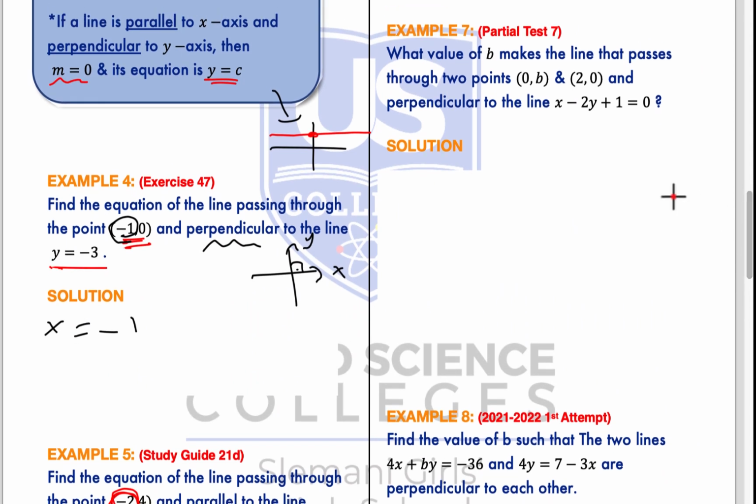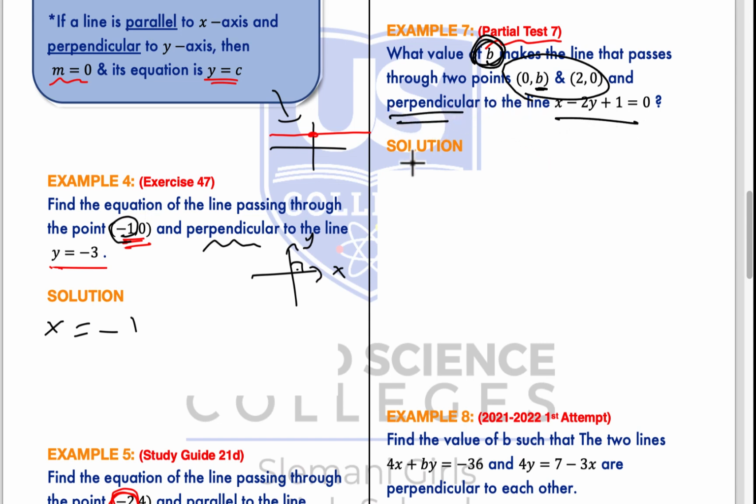Another question. Partial test 7. In recent years, they have been asking questions from the partial test part of the book. This is a nice question. It's asking about the unknown component in one of the points. The line is passing through these 2 points and perpendicular to this line.